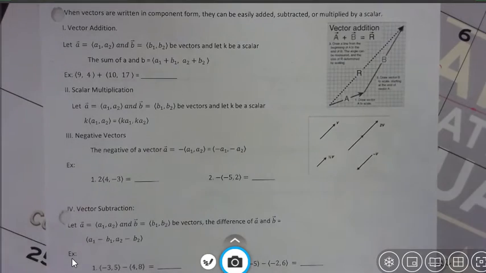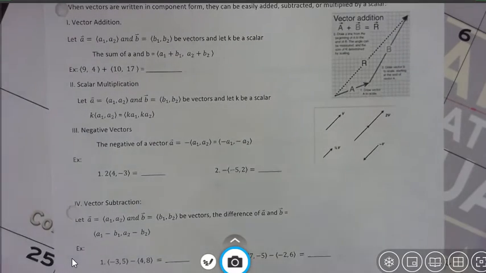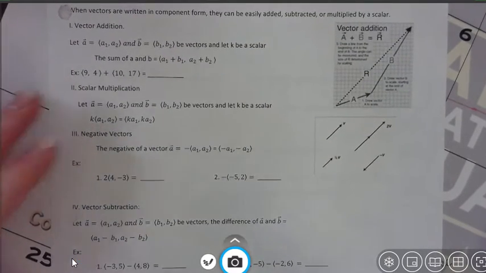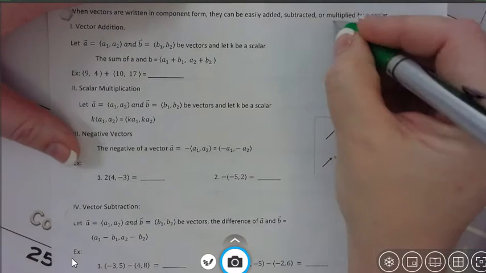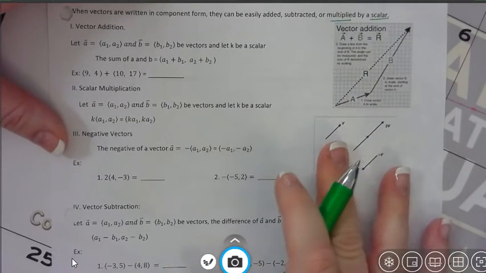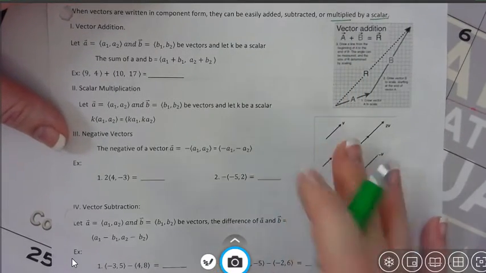All right, so this is our second lesson on vector addition, or working with vectors, excuse me. When vectors are written in component form, they can be easily added, subtracted, or multiplied by a scalar. Notice it's multiplied by a scalar, not by each other. We'll get into that in a later lesson.